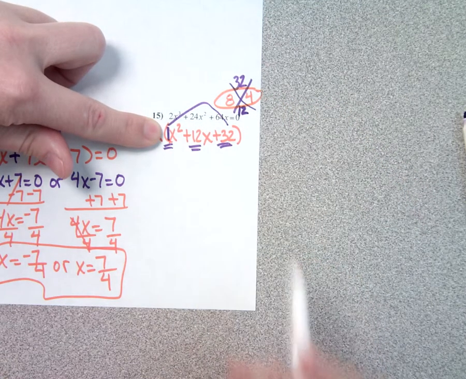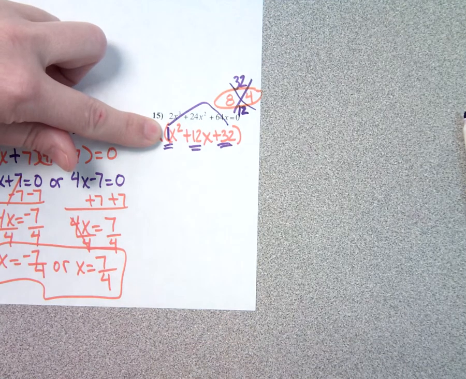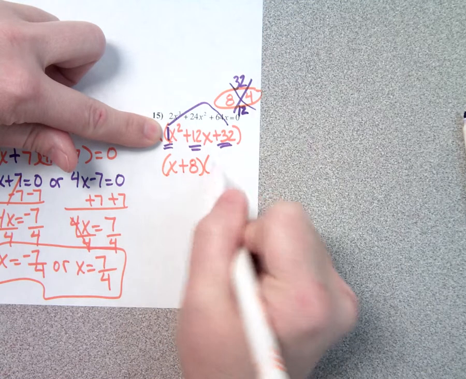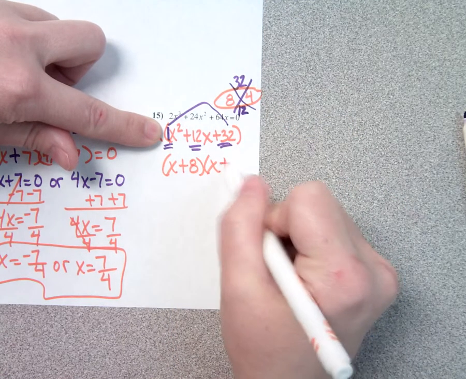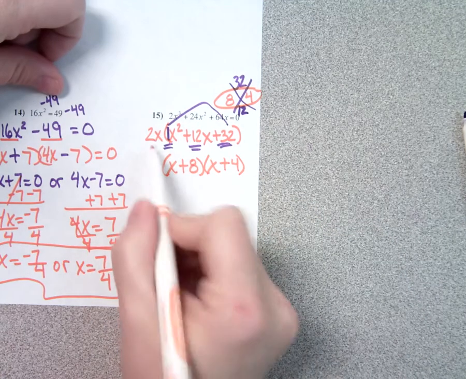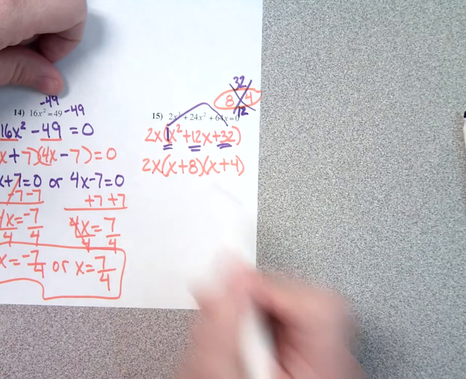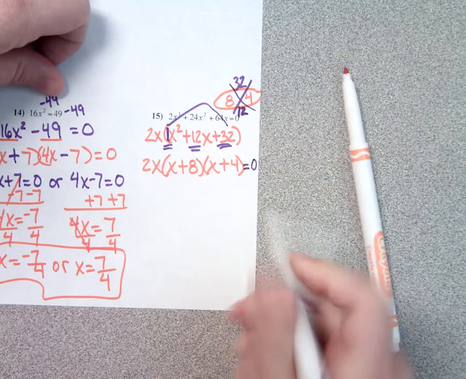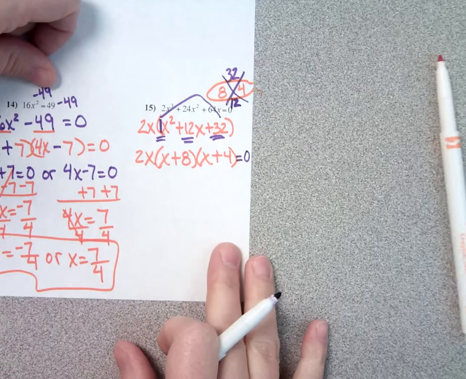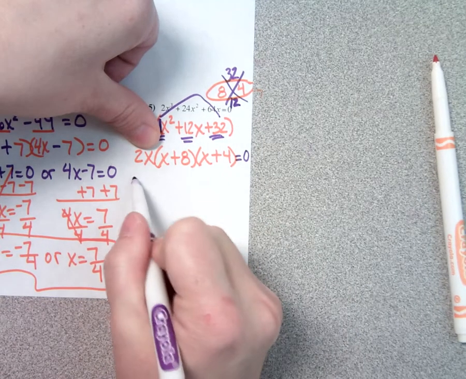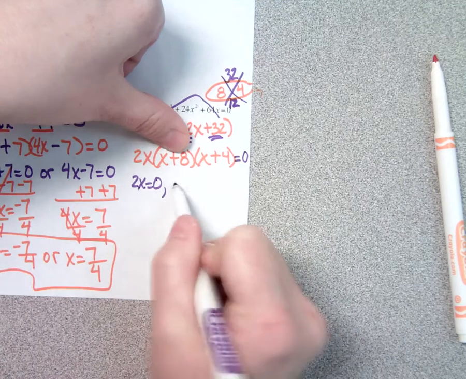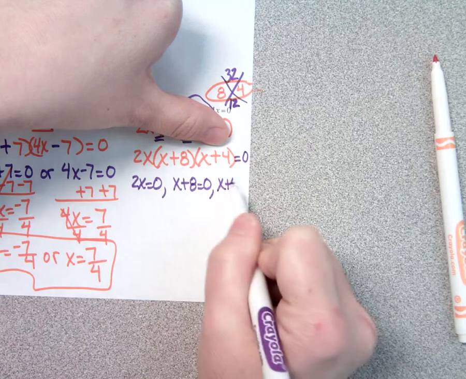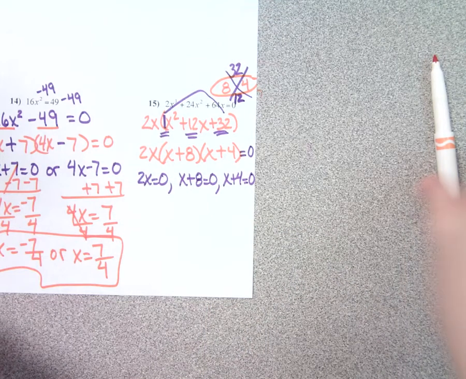Can I do the shortcut, or do I have to do it the long way? Shortcut. So it's going to go x with a plus 8, and it's going to go x with a plus 4. And then Mr. GCF, drop him down. Okay, all I have to do now is bring down my equal 0 and set all of these factors equal to 0 and solve. So first I'm going to set the 2x equal to 0. Then I'm going to set the x plus 8 equal to 0. And then I'm going to set the x plus 4 equal to 0. And I'm going to solve those three equations.